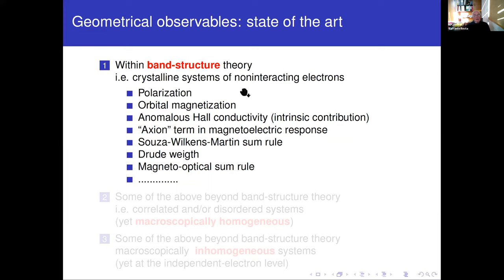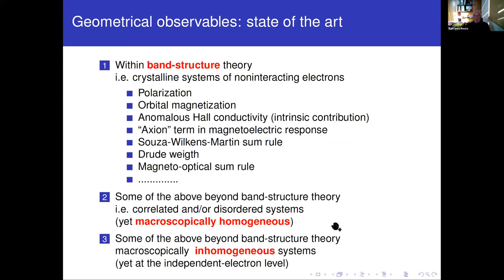Over the years we understood that they have a geometrical character. Here I listed a few, and I will discuss some of them, not all of them. Then there are others. We can go beyond band structure theory. One possibility is you have a disorder or a correlated system, where you need a supercell. There is no longer a Bloch vector. Routinely, calculations are done with the gamma point only, so you only have periodic functions, or if you want, only one k.